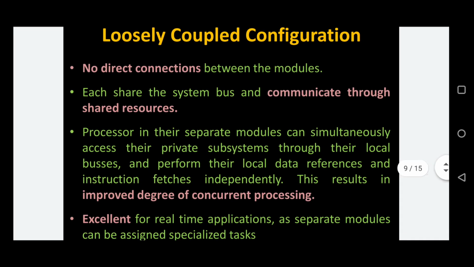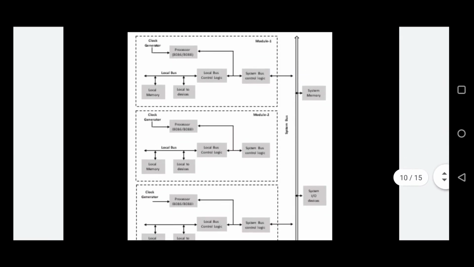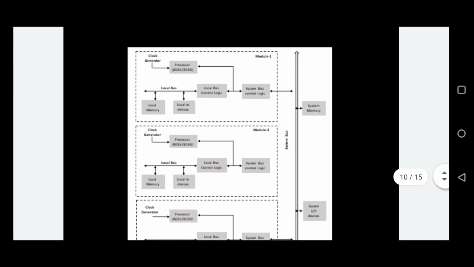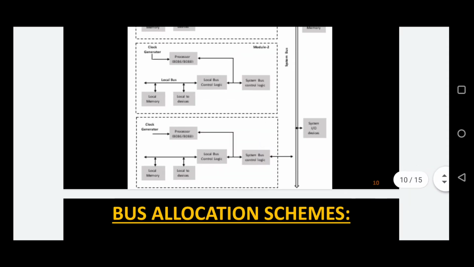Here there are no direct connections between the modules. This is very important. There are no direct connections. Each shares the system bus and communicates through the shared resources. Overall, this loosely coupled configuration improves the degree of concurrent processing. Concurrent processing is possible in a loosely coupled configuration, and it is excellent for real-time applications. And this is the block diagram. The first dotted box shows the separate module 1, the next dotted block is module 2, and the next is module 3.